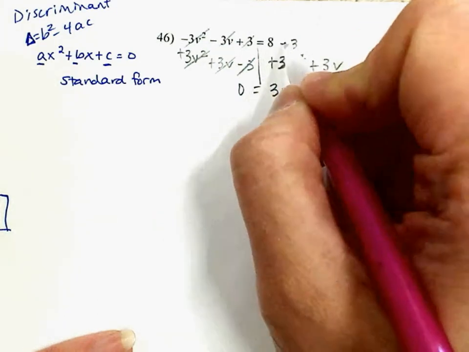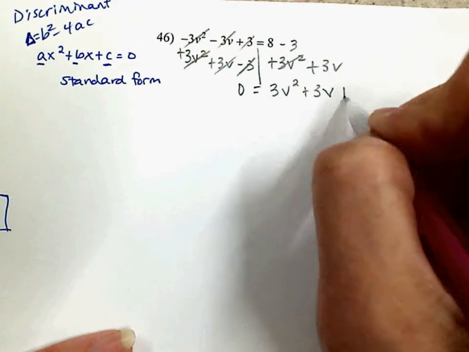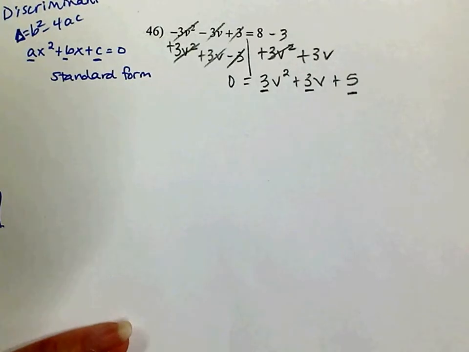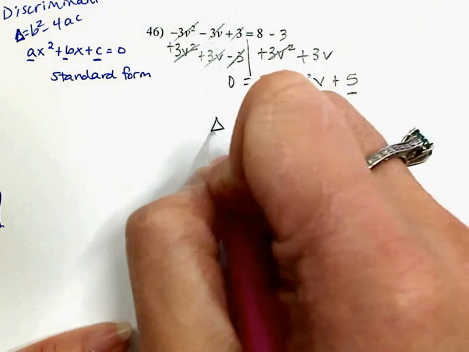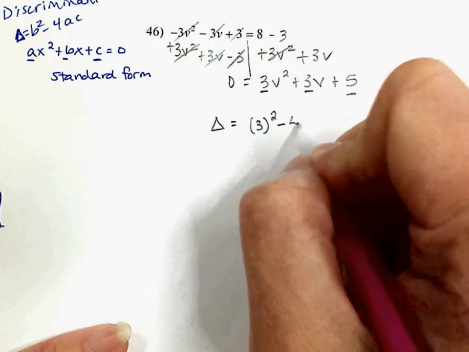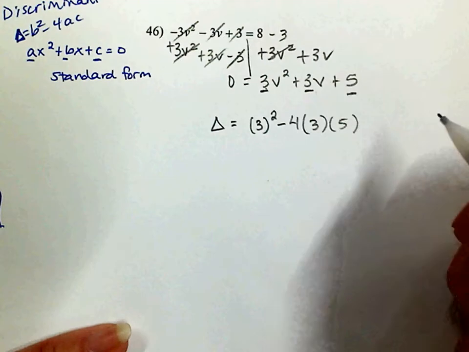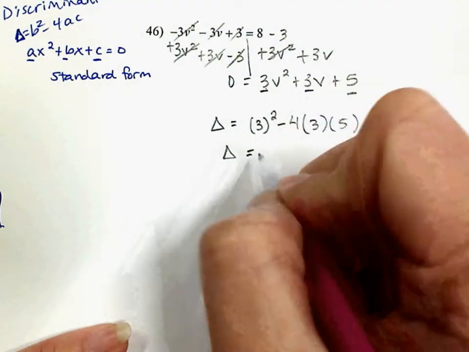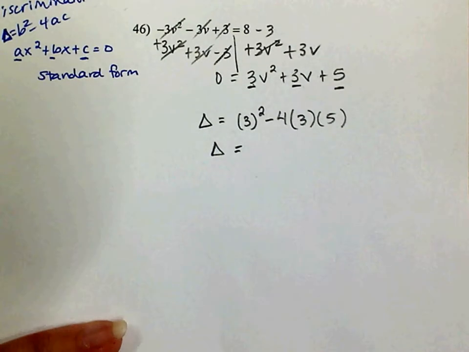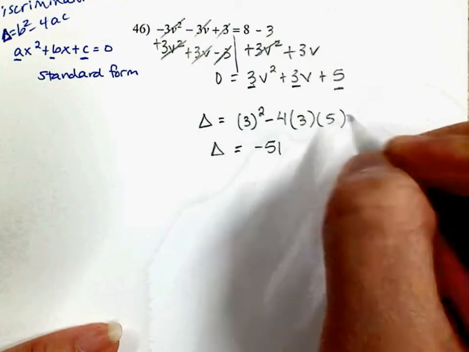And what is 8 minus 3? Positive 5. So that way you have your A, your B, and your C. All right, let's find our discriminant first. 3 squared, that's your B, minus 4 times your A times your C. Type that in the calculator. What did you guys get when you typed that into your calculator? Negative 51.